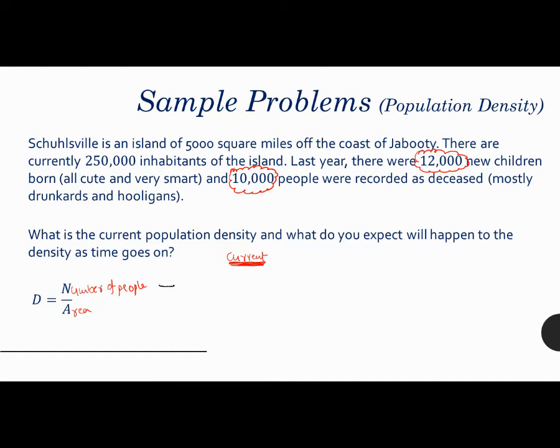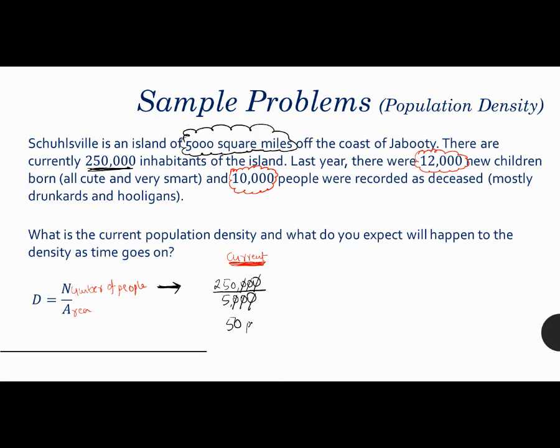Okay, so the number of people: in the beginning there were, please see, 200... oh, there are currently 250,000. Let's say that the current population is 250,000, and next, the area is 5,000 square miles. So let's cancel these zeros. Therefore, 250 over 5, so it is 50.